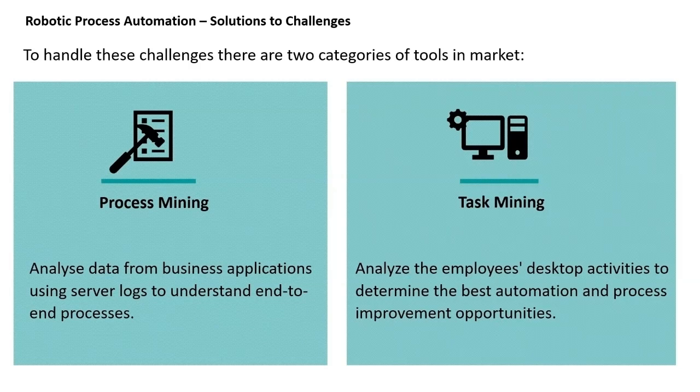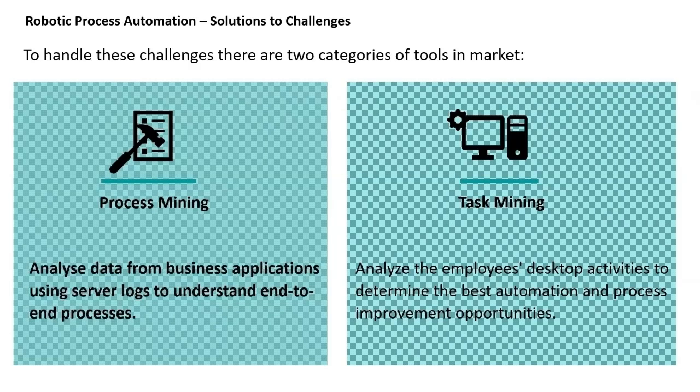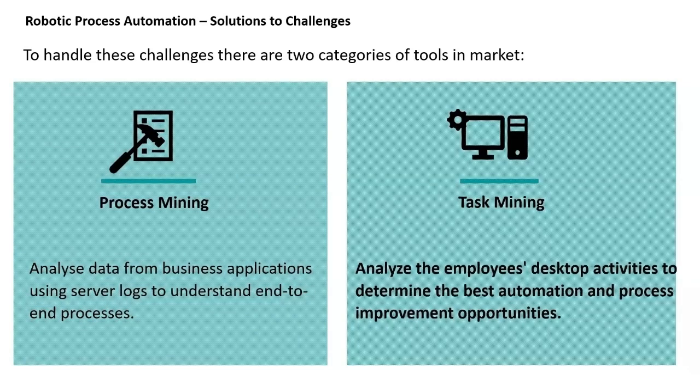In order to bring a solution to these challenges, there were two categories of tools in the market: process mining and task mining. What is process mining? When we analyze the data of a business application using the server logs to understand the end-to-end process, it is known as process mining. Whereas when we analyze the employee's desktop activities to determine the best automation candidate, it is known as task mining. So let's see the process mining and task mining tools in detail.